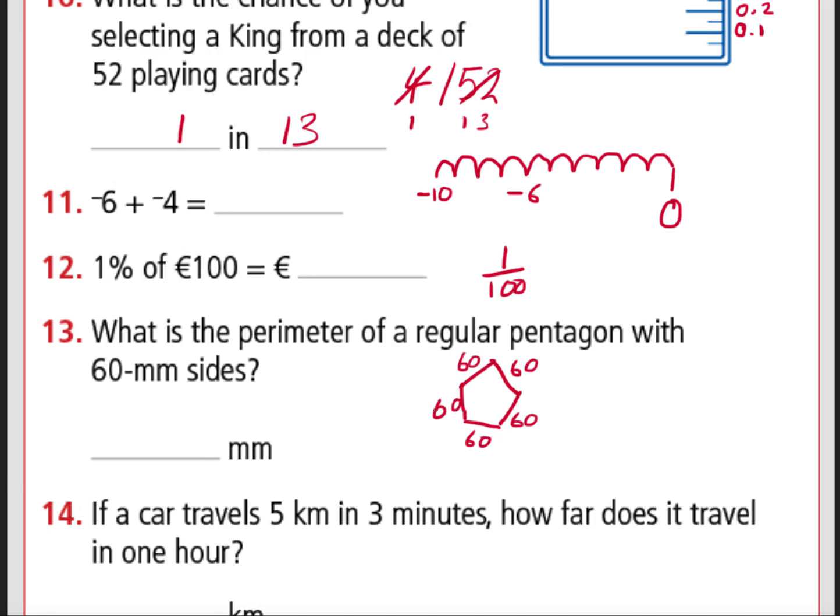So we've got 5 60s altogether. So we could do 2 things. We could add up 60 5 times, or we could do 5 multiplied by 60. And either of those 2 ways will give you the perimeter of the regular pentagon.